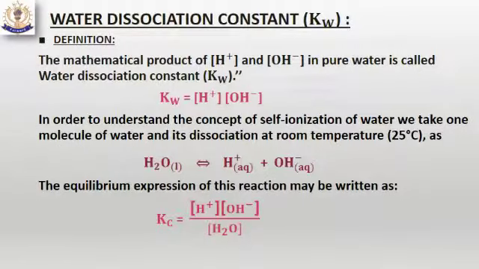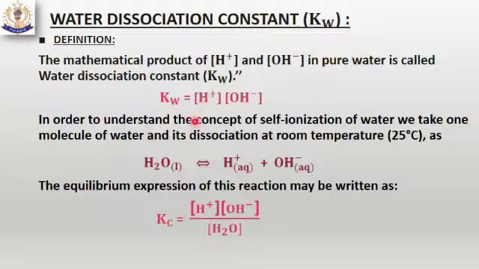When water forms ions, it has an autoionization constant, and that is called the water dissociation constant. It is denoted by Kw. Its definition is the mathematical product of molar concentration of hydrogen and molar concentration of hydroxyl ions is called the water dissociation constant. It is written as Kw equals molar concentration of hydrogen times molar concentration of hydroxyl ions. By using this constant, we can determine the concentrations of hydrogen ion and hydroxyl ions in a solution.